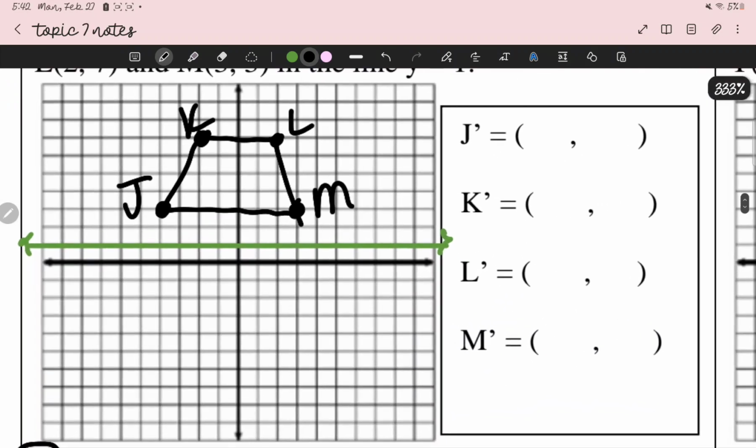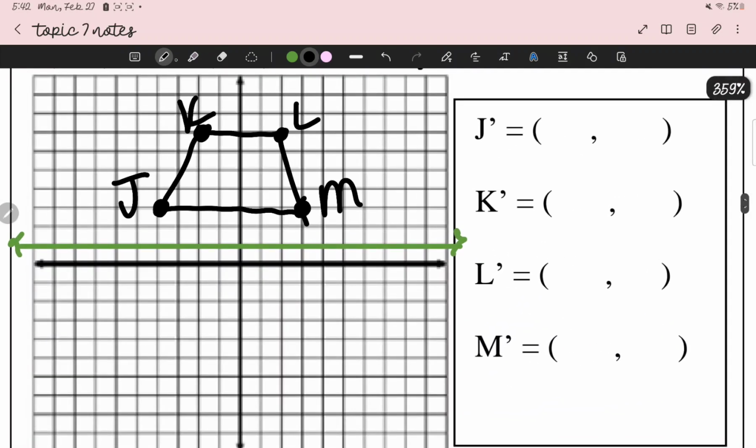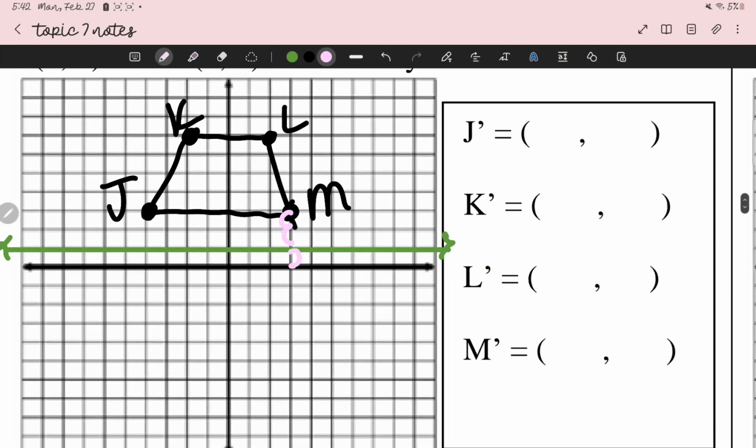M is exactly 2 units from that line. I'm going to do the same thing down there, 2 units down. That's going to be my new M location. L is 1, 2, 3, 4, 5, 6. Sorry, 6 units away. So 6 here. 1, 2, 3, 4, 5, 6. Yep, that's going to be my new location for L prime.